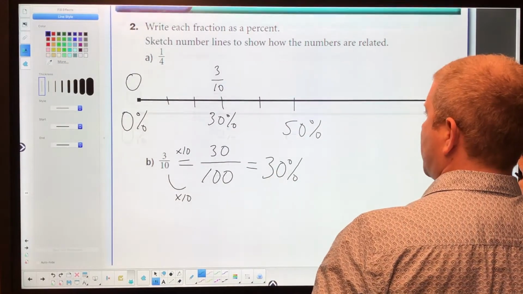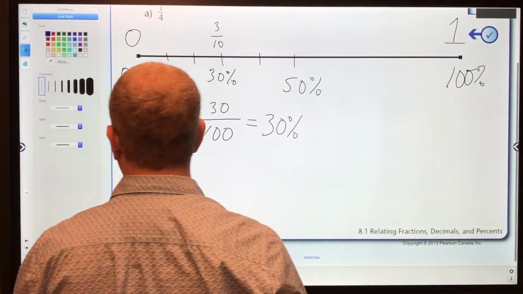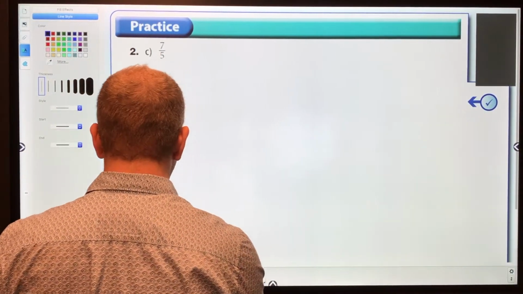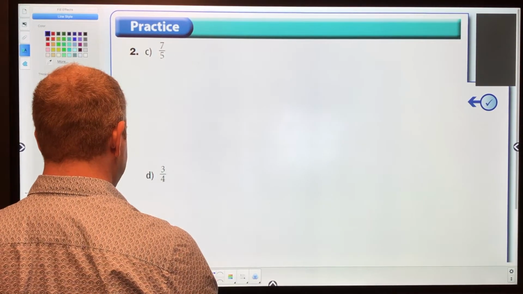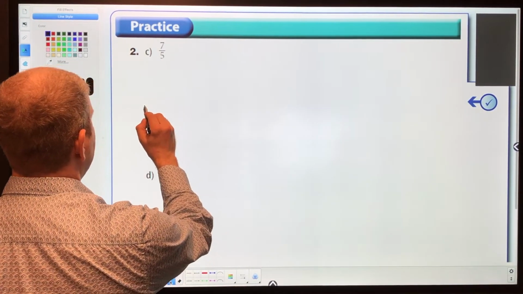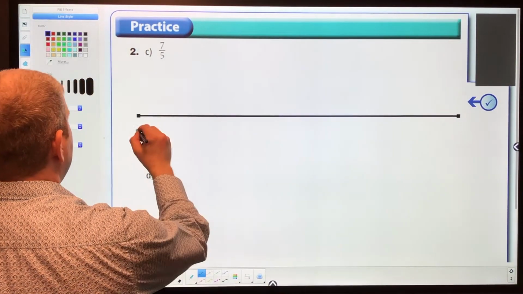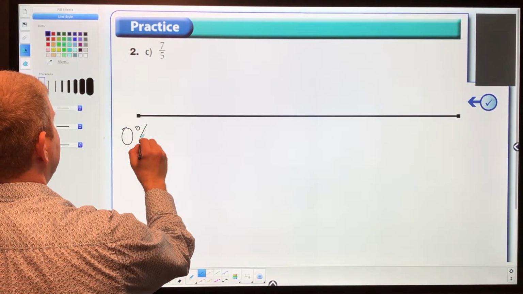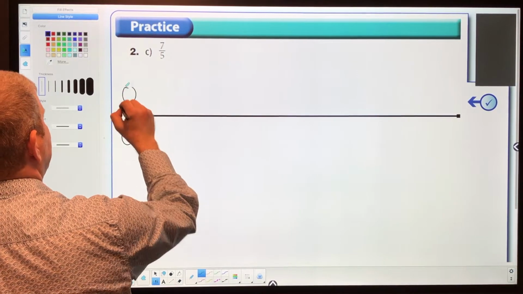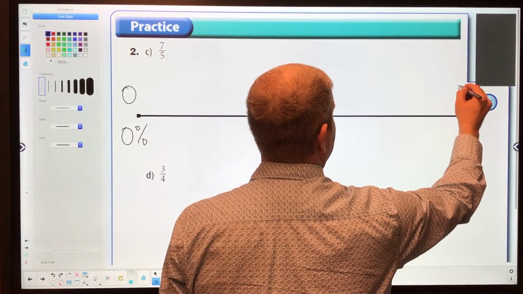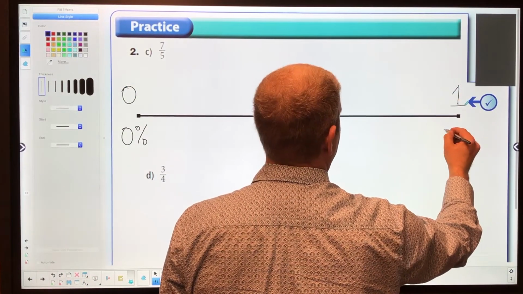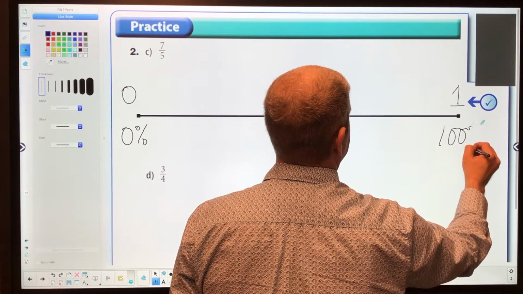I don't know if there are more questions. Apparently the question continues. Let's go over here. Let's see if I can do it right this time. Another number line over here for 7. There we go. So we're gonna have 0%. And then as a fraction, we're gonna start with 0, and fractions end up with 1. And here we have 100%.